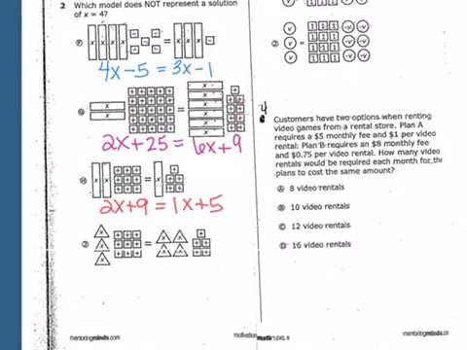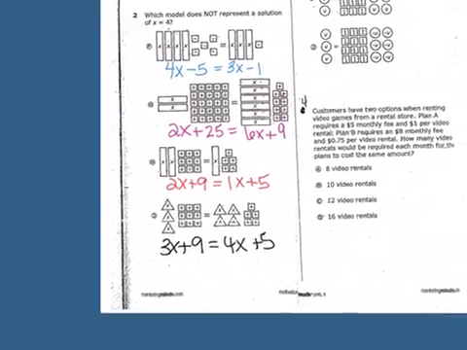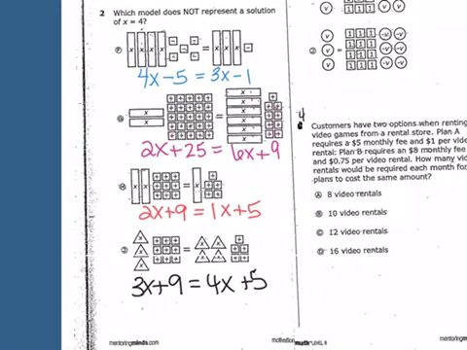Then your very last one. X plus 9 plus 5, good. That's the hardest part, is just figuring out how to read those. So if you guys can read those, you're good.